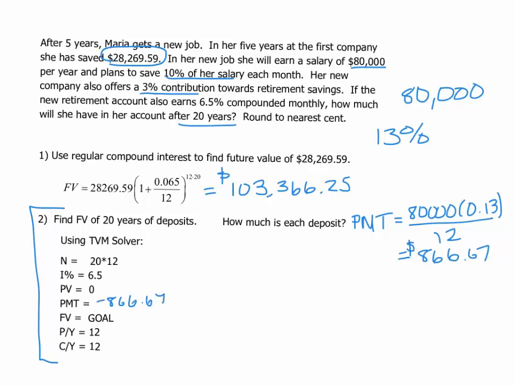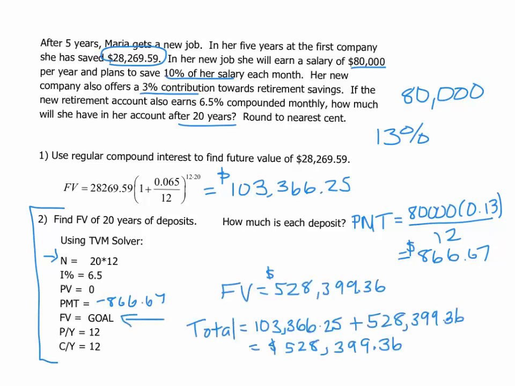Now, some of the numbers in the TVM solver are going to be the same and some are different. Because we're only looking at another 20 years, our N is going to be 20 times 12 instead of 25 times 12. Our I is the same. Our present value is the same. We have a new payment and we're looking for our future value. The future value is $528,399.36.